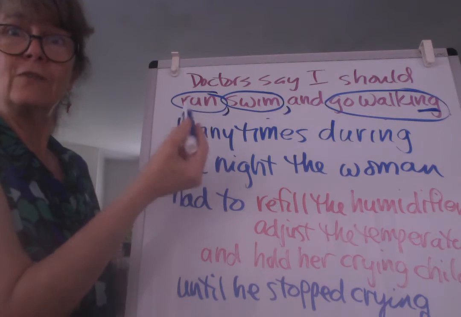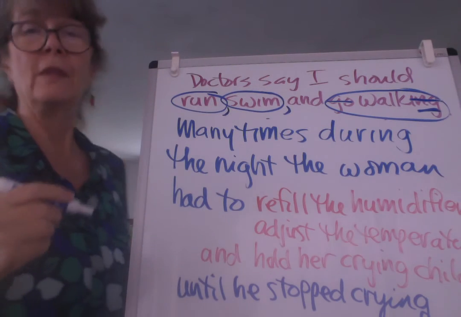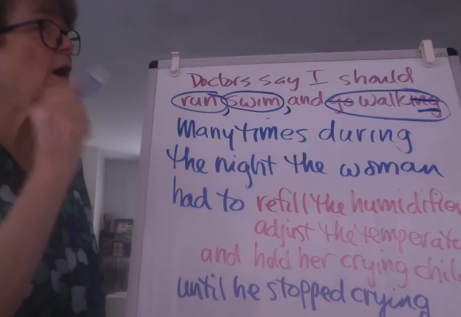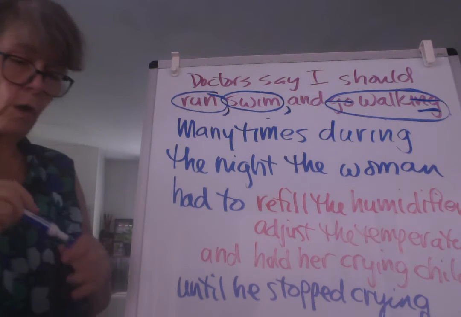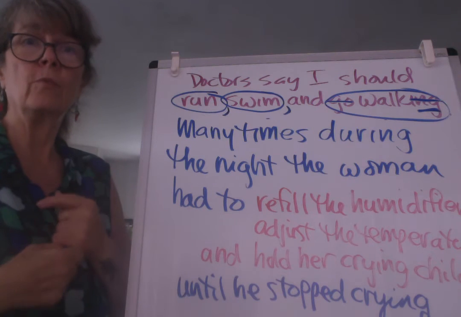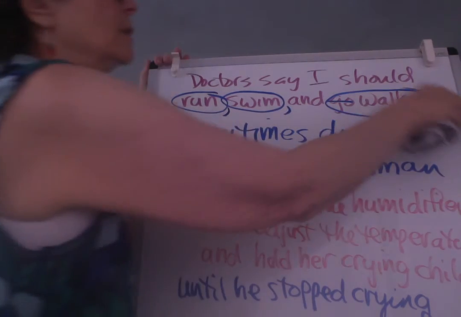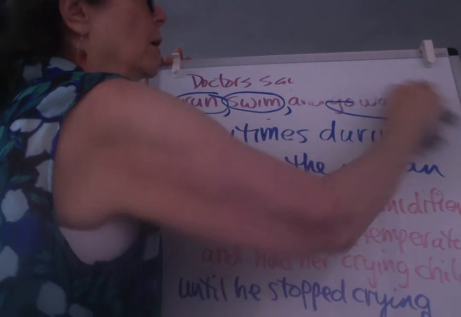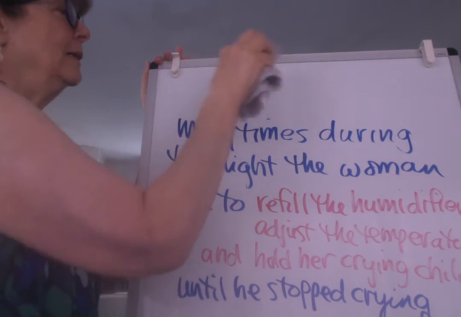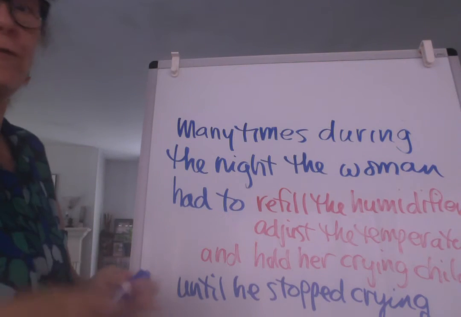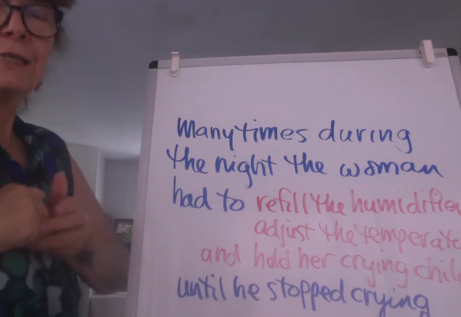So I can fix this fairly easily by taking out the go and taking out the ing. Now I have doctors say I should run, swim, and walk. Run, swim, and walk are all the same form of verb, simple one-word verbs. Okay? So we talked about that last time. But this time we're going to think about the same thing, but with longer, more complex or complicated sentences than we had before. So here's a much more complicated sentence.